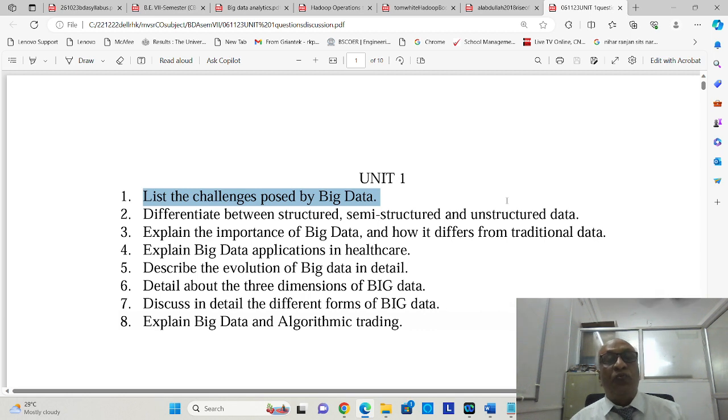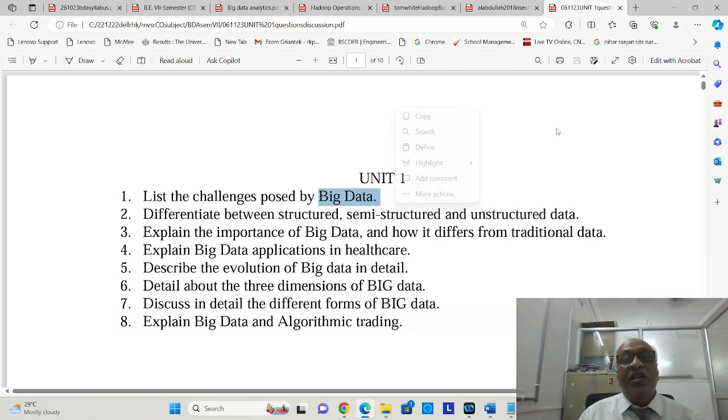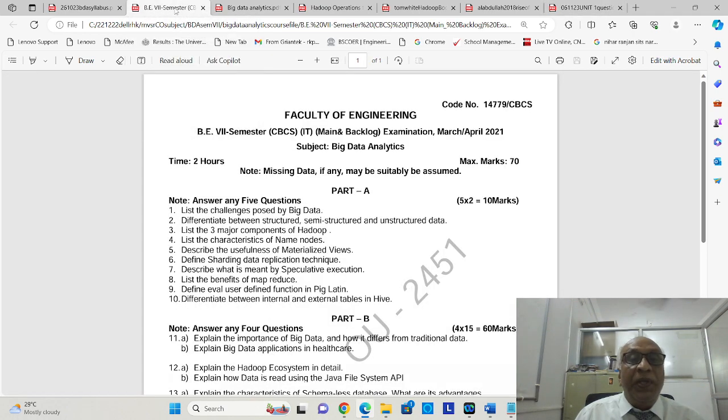List the challenges posed by big data. So what it says? When we have slowly started learning big data and we try to understand how it is different from your traditional databases, the tools are different kind of thing. So we need to understand the challenges, but before that I'd also like to show you one question paper which is there with me.